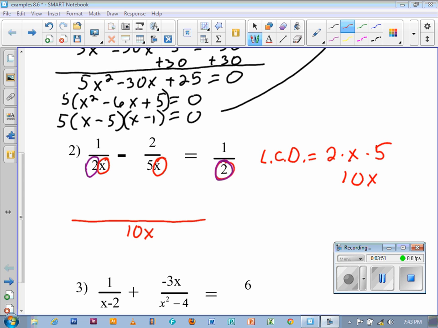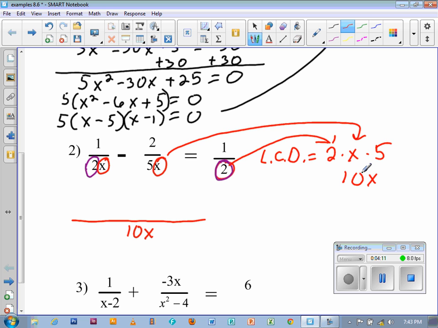As you can see, I've found the LCD of all three denominators of the fractions. Here's how we do that. I circled in red the two x's that are in common, listing that just once. So when I created this LCD, I brought that over here. Then I circled the two 2's and listed that just once. Brought that over there. And my leftover 5 gets brought over, giving me an LCD, or least common denominator, of 10x.